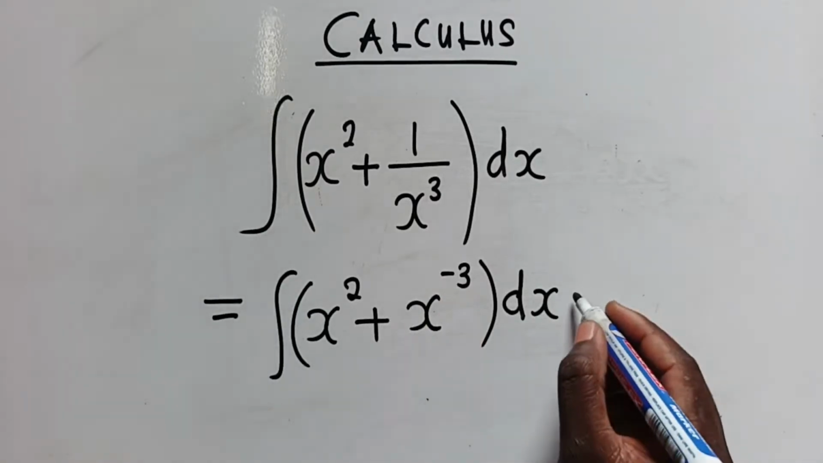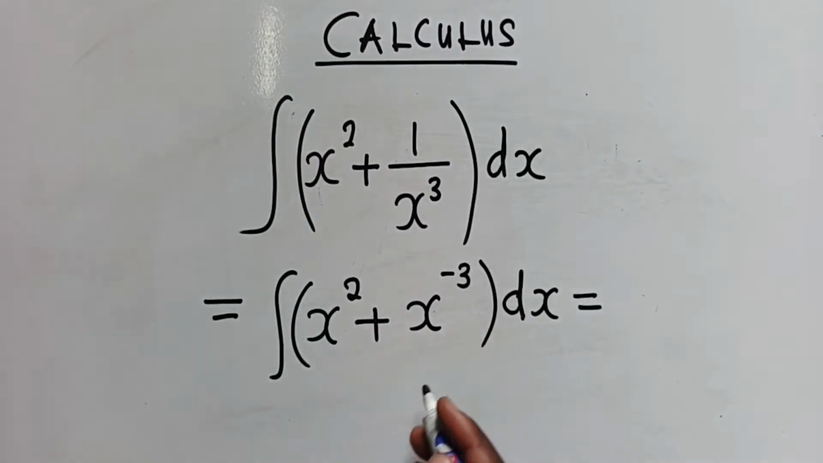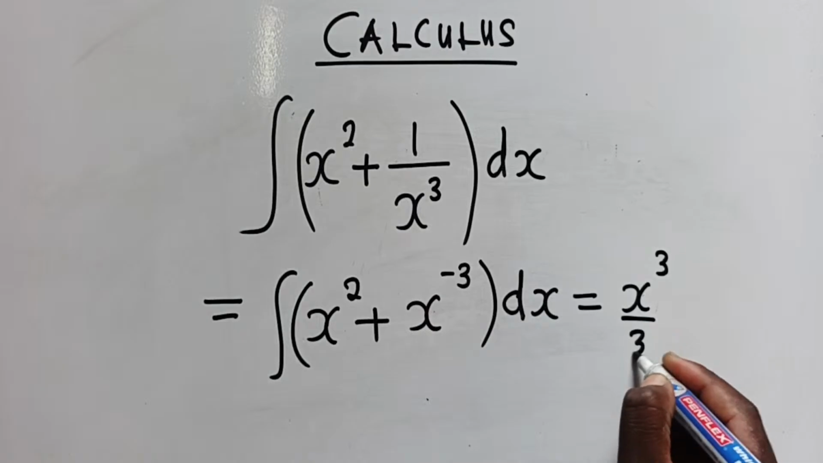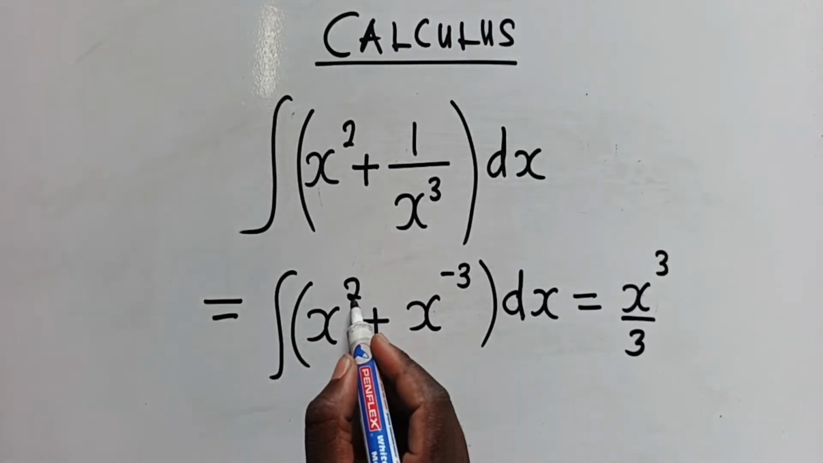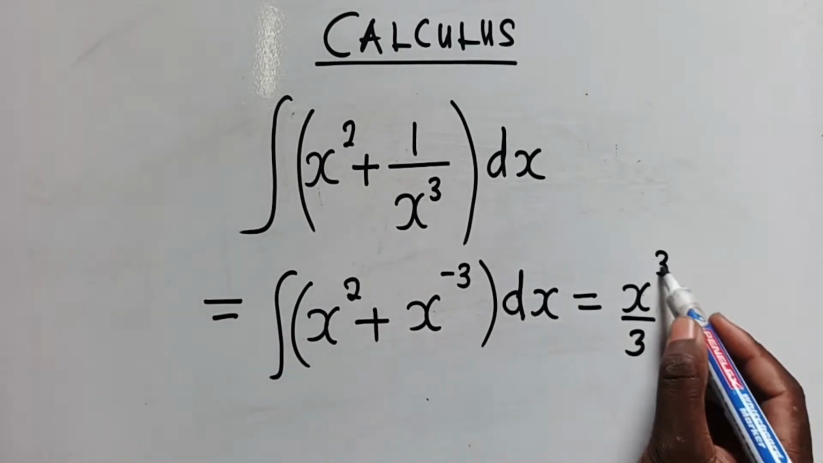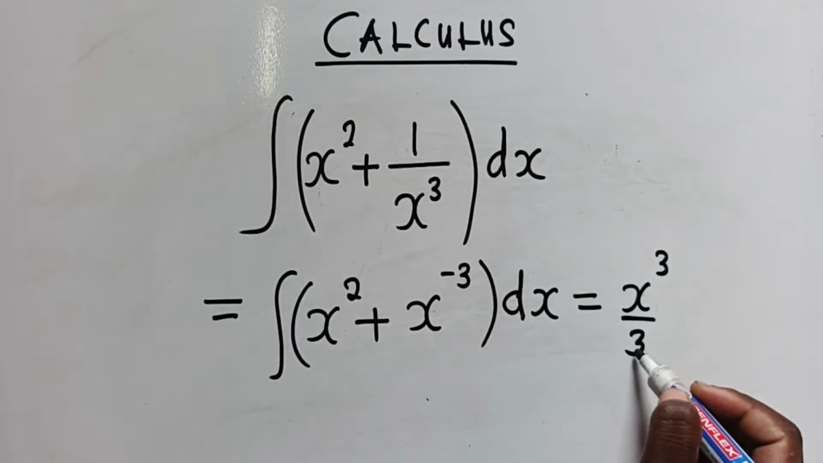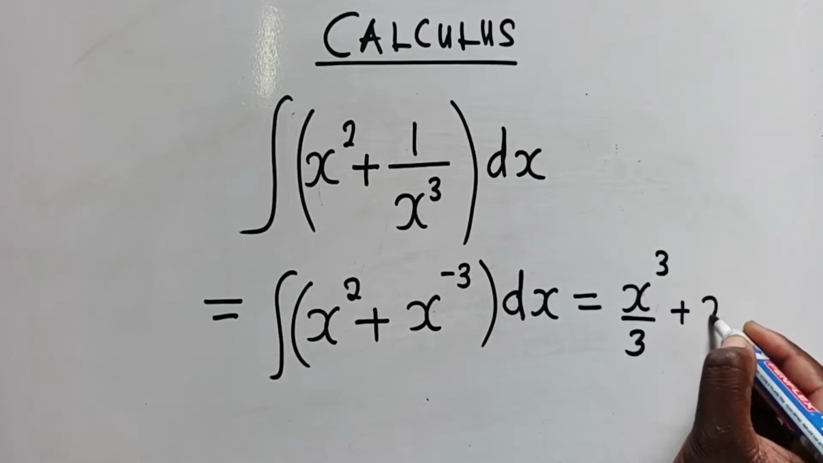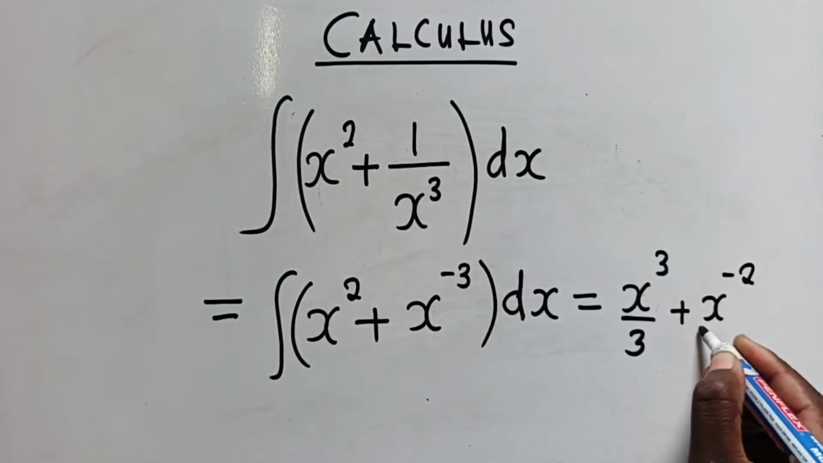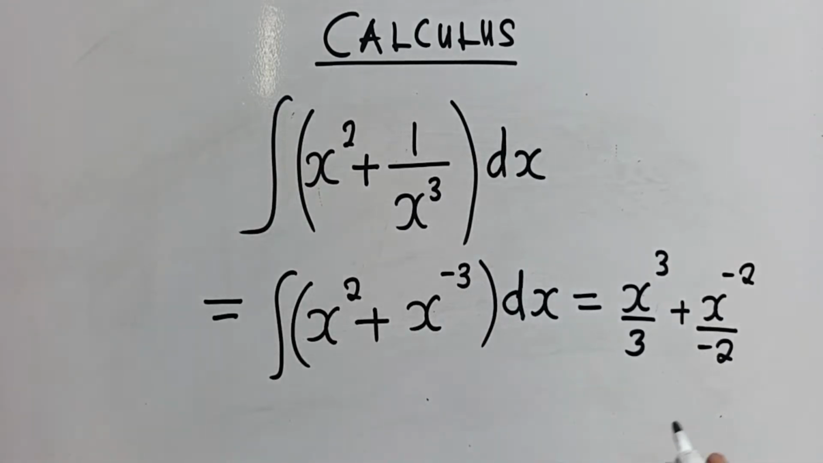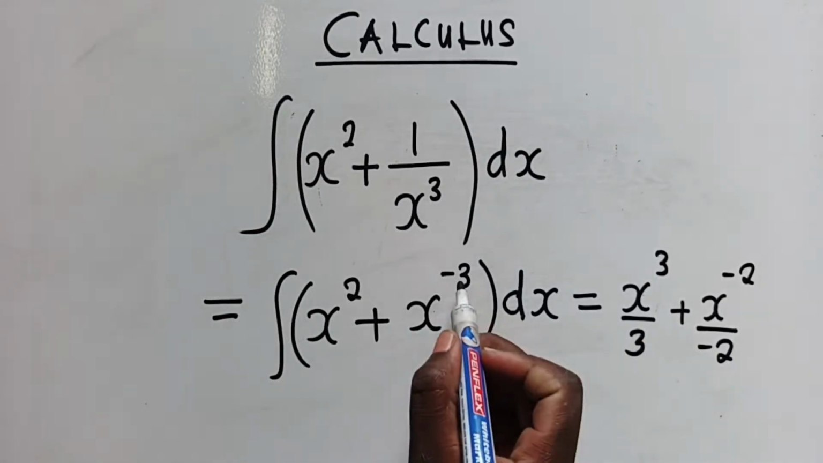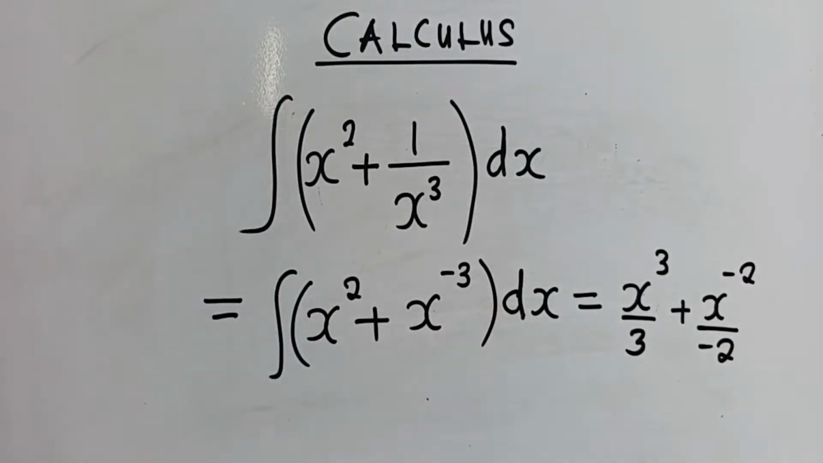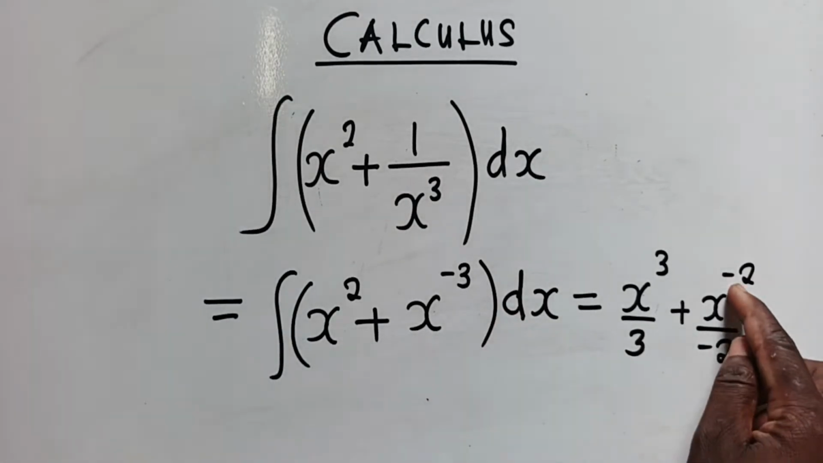And when we do that, we can now integrate. This will be x power 3 over 3, because where there is power 2 here, you add a 1, it will be 2 plus 1, which gives us a power 3, and you write this power 3 down here as a denominator. And then we say plus x power negative 2 over negative 2. So where is this negative 2 coming from? There is a power negative 3 here. You add a 1, it will be negative 3 plus 1, which gives us a negative 2.